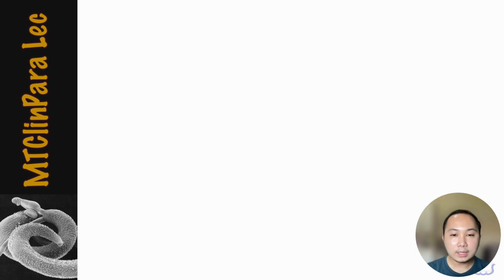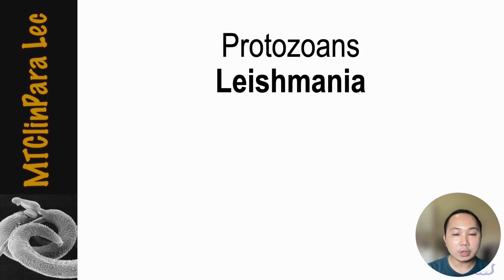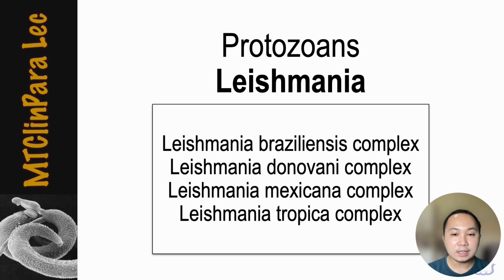Now we're on the lesson proper for our species under the hemoflagellates. The first genus that we will be talking about is the Leishmania species. Leishmania species are classified into groups, or what we call complexes, and for each complex there are probably multiple species behind this particular parasite.